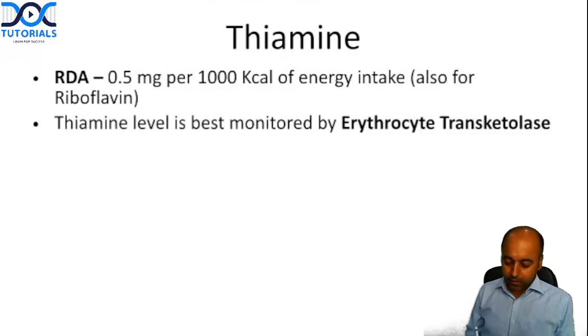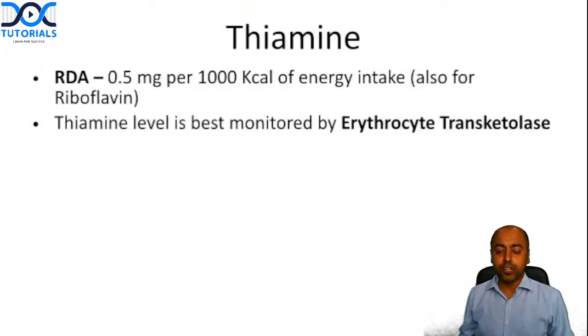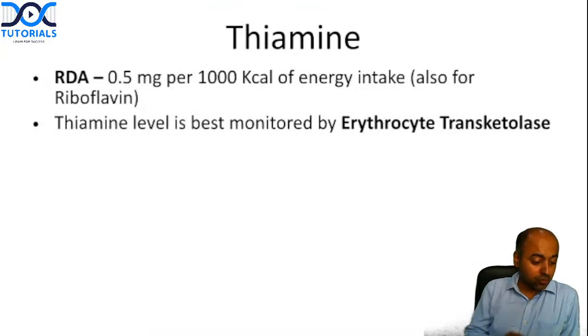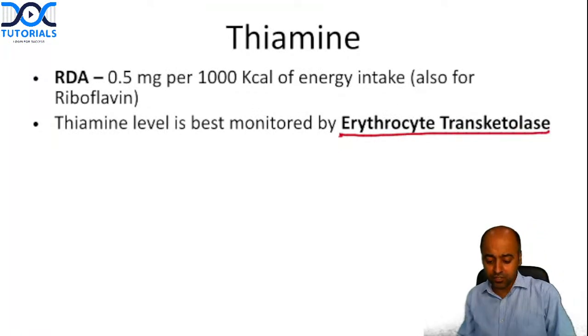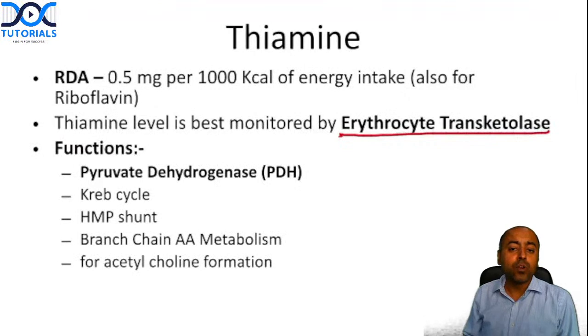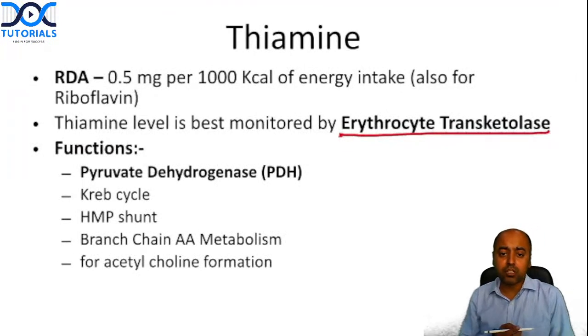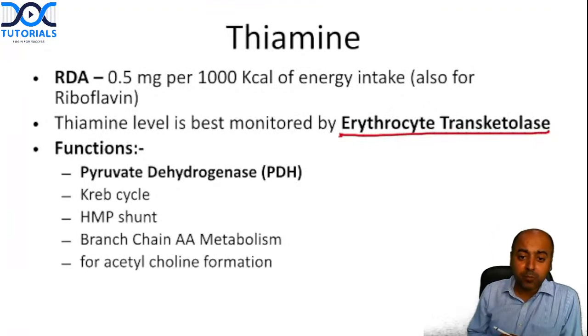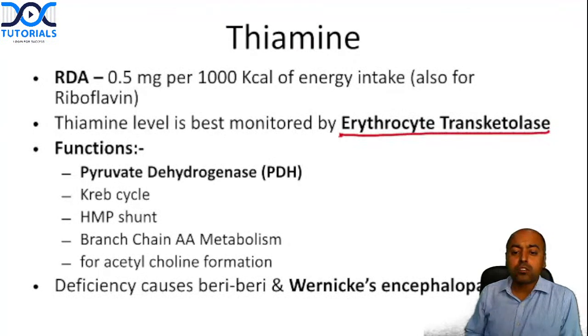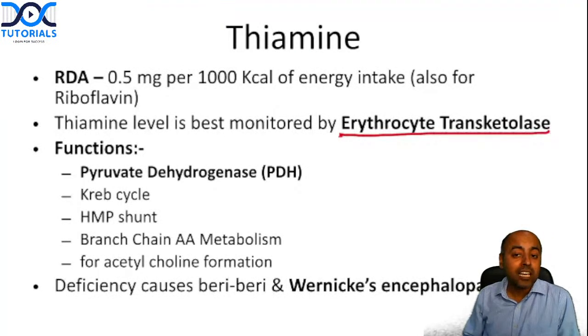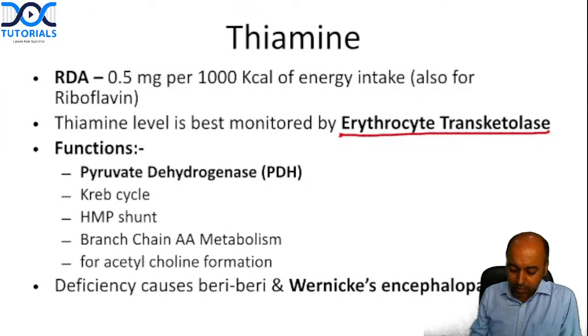Okay, then deficiency of thiamine is monitored using the enzyme erythrocyte transketolase. Using the enzyme erythrocyte transketolase, we are able to monitor the deficiency. And various enzymes where the thiamine is required: the PDH, the Krebs cycle, the HMP shunt, and in the metabolism of branched chain amino acids, and for acetylcholine formation. Deficiency will cause beriberi and Wernicke encephalopathy.